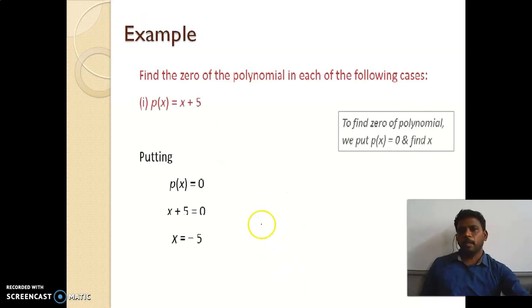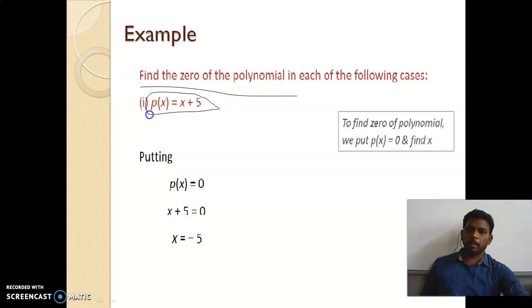Look at the next example. Find the zero of the polynomial p of x equals x plus 5. We know what the zero of a polynomial is and which numbers are called zeros. Here we are going to find the zero of the polynomial. How can you find the zero of the given polynomial? This is the procedure. To find the zero of the polynomial, you put p of x equal to 0 first and then find x. Here p of x is x plus 5, so p of x equals 0 means x plus 5 equals 0.